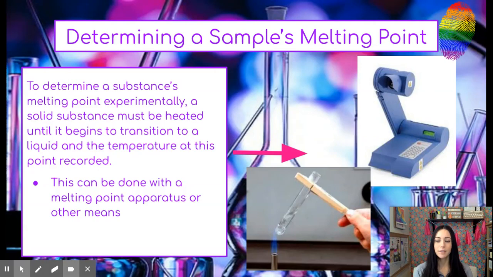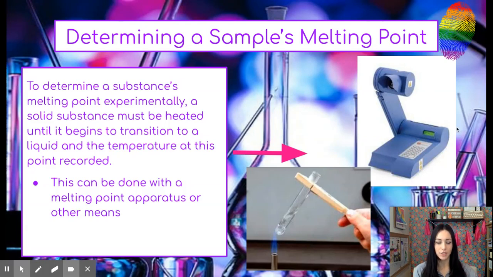In order to determine the melting point of a substance, we must take that substance in its solid state and heat it until it begins to transition to a liquid. When it begins to transition to a liquid, we record the temperature, and that will represent the substance's melting point. This can be done with a melting point apparatus or more simple means.